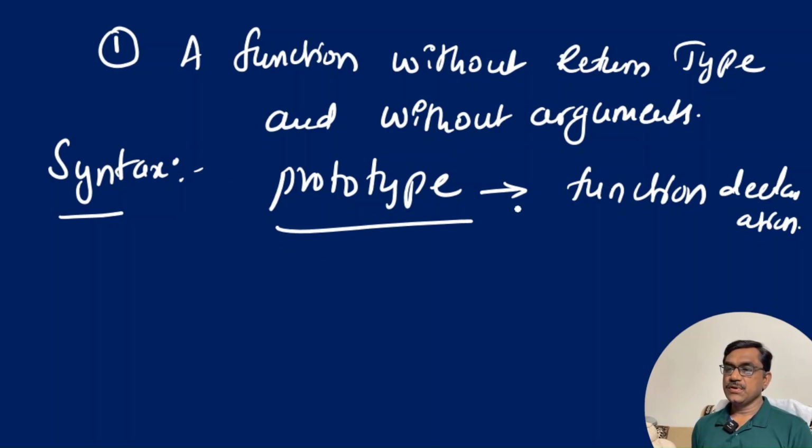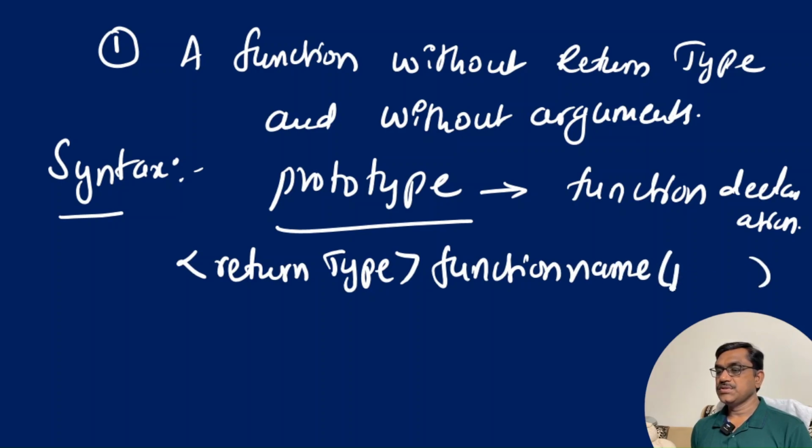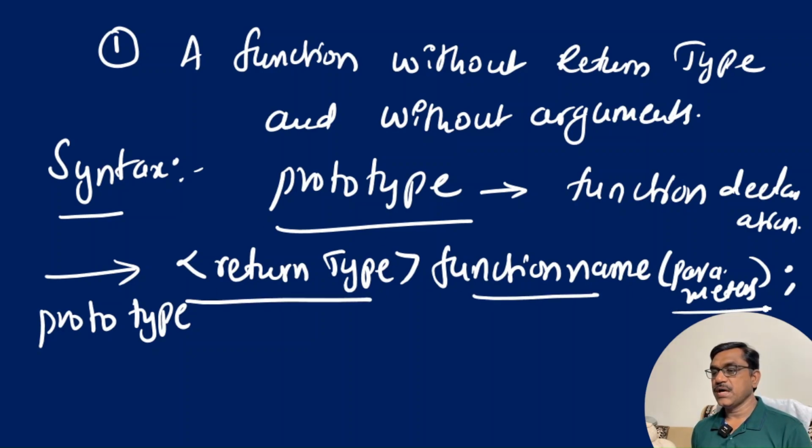Now we will see the prototype or function declaration for this kind of function. Here we are going to mention the return type, and here the name of the function, or function name, and here we mention the parameters, and here you put a semicolon. So this is known as the function prototype, or simply the prototype. All four kinds of functions are going to have the same type of prototype: return type, function name, and parameters list.